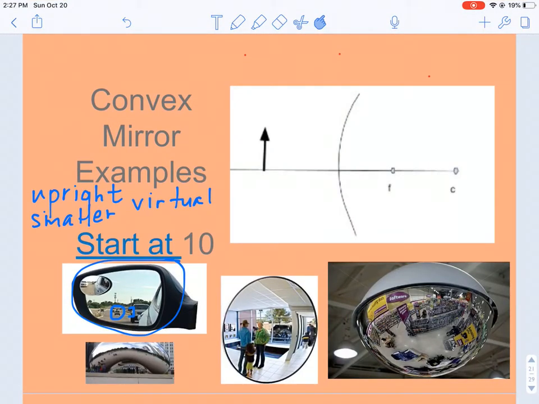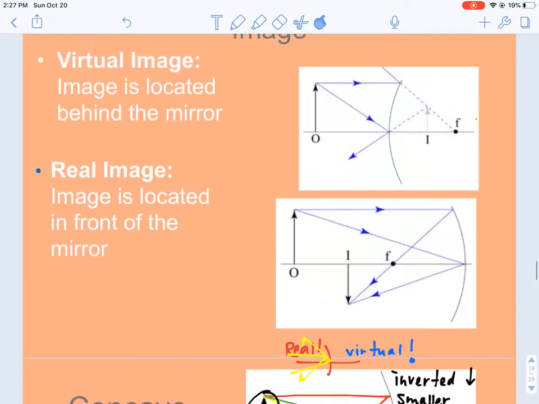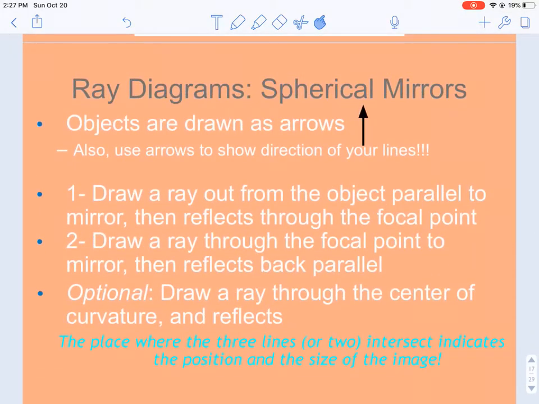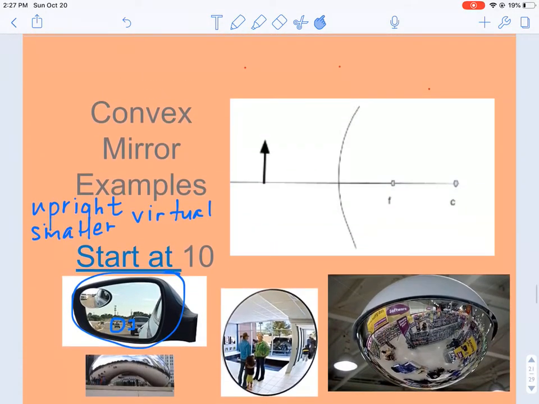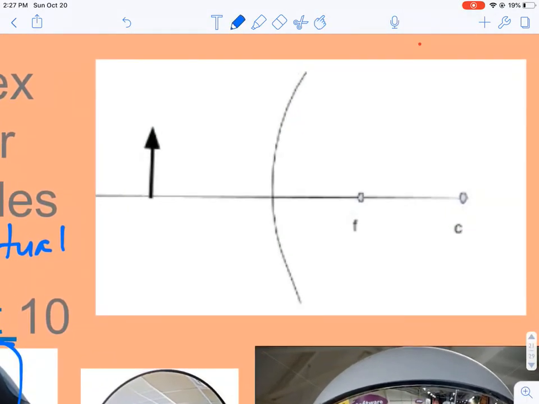Now, in terms of the descriptions of our lines in your notes, they are the same. Number 1, we'll draw a ray out from the object parallel to the mirror, then through the focal point. And then number 2 will be the opposite: through the focal point first, then reflecting back parallel. So let's take a look here. First we go parallel, now through the focal point.